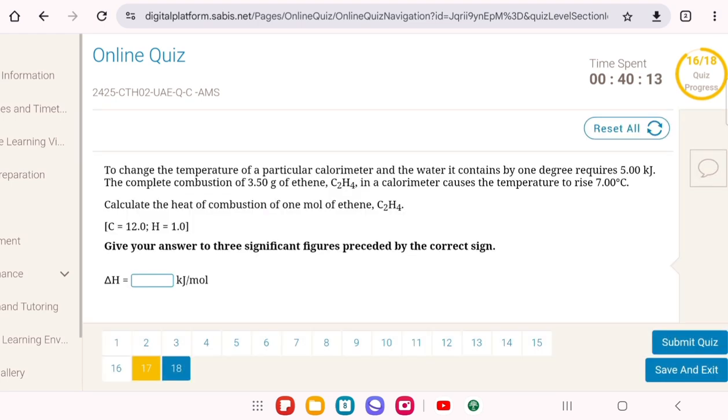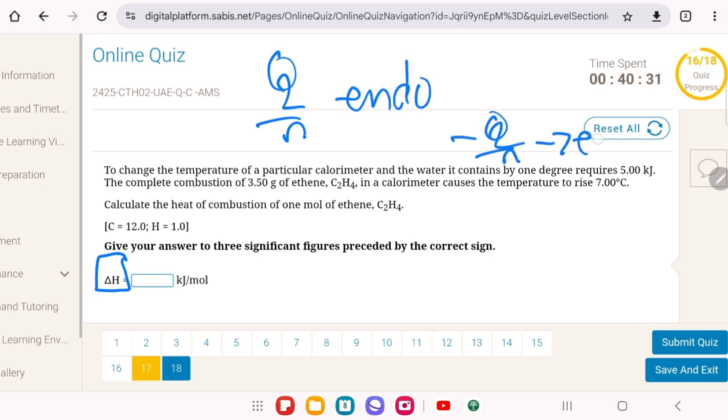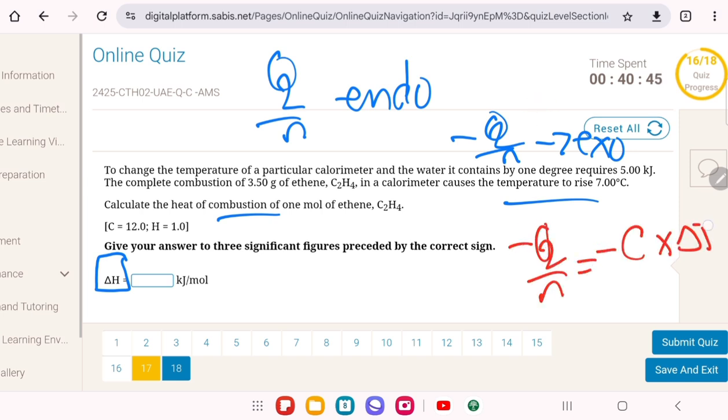Question number 17. To change the temperature of a particular calorimeter and the water it contains by 1 degree. Okay, this one is again, they need us to find delta H, and they didn't give us any specific value. So which equations do we use? Q over N if it is endo, and minus Q over N if it is exo. So how do we know if it's exo? We have combustion and temperature rise. So as we did before, minus Q over N, it is what? Minus C times delta T over mass over molar mass, okay? And now we only substitute.